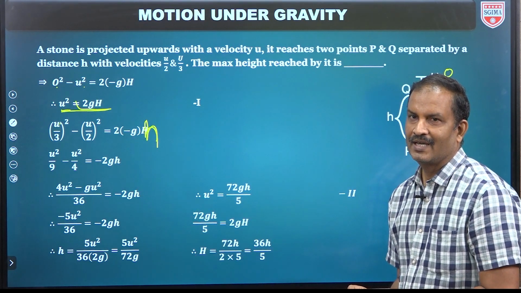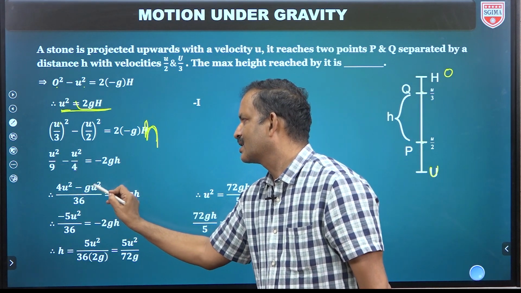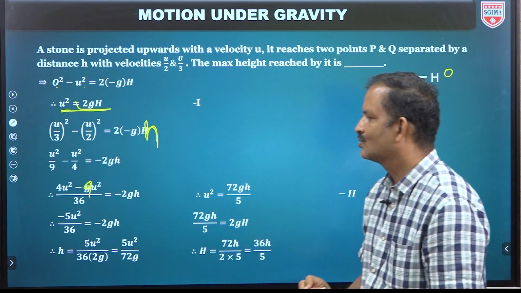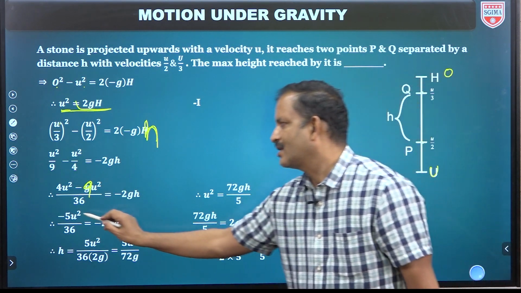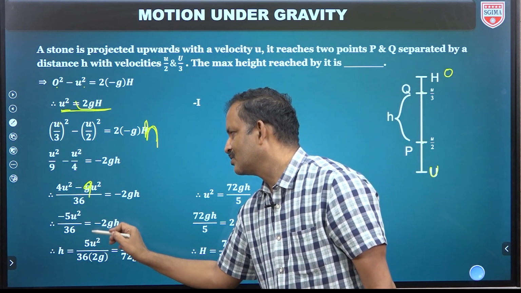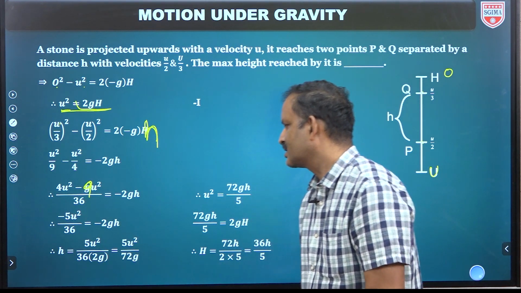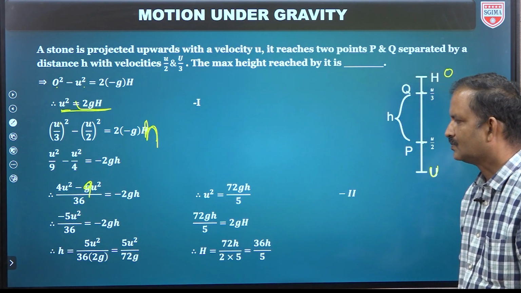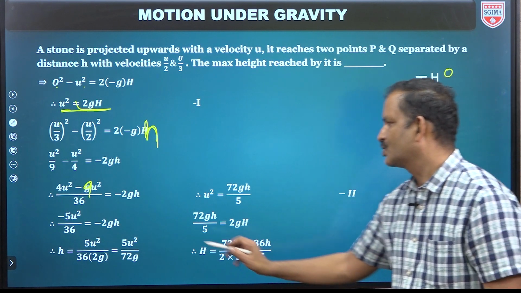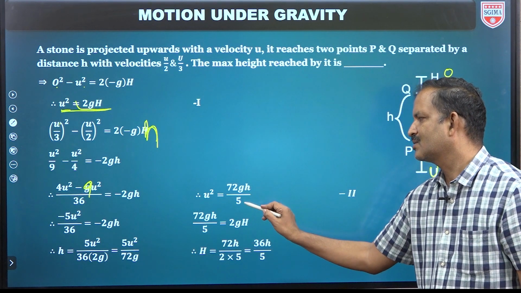Simplify: 4u square minus 9u square by 36 is equal to minus 2gh, so minus 5u square by 36 is minus 2gh. So, h value is equal to 5u square by 36 by 2g, that is 5u square by 72g. So, I want to find out from this u square I got: u square is equal to 72gh by 5.